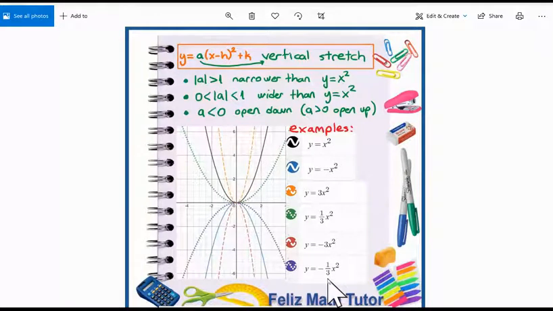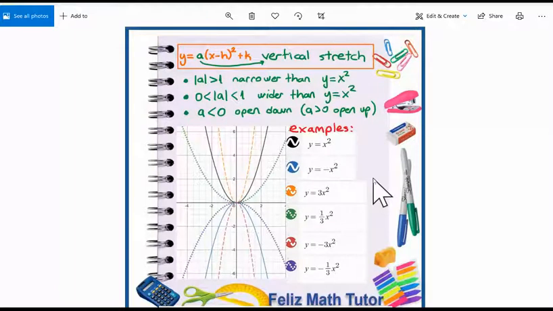And the last one, the purple one, has a equal to -1/3. Its absolute value is between 0 and 1, so the parabola is wider than the original function. This one is wider than the original function. And it is negative, so it opens down. Yes, it opens down.